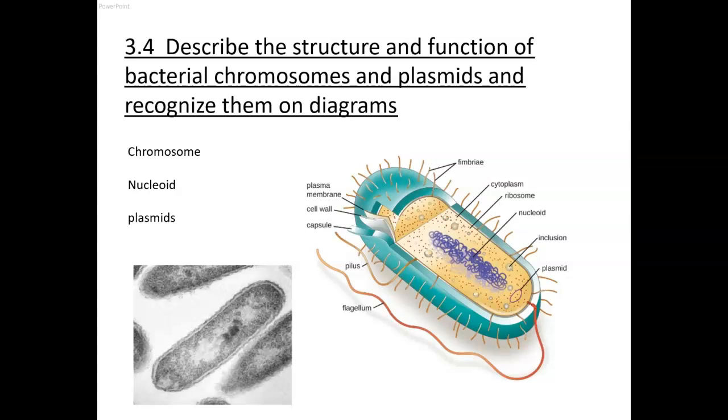Our first learning outcome says describe the structure and function of bacterial chromosomes and plasmids and recognize them on diagrams. So I just want to back up and remind you what you already probably know about chromosomes. Eukaryotic cells, like our own cells, have a nucleus, and inside that nucleus, for humans in particular, are 46 pieces of DNA or 46 chromosomes. Our DNA contains the information on how to make all the parts of the cells.